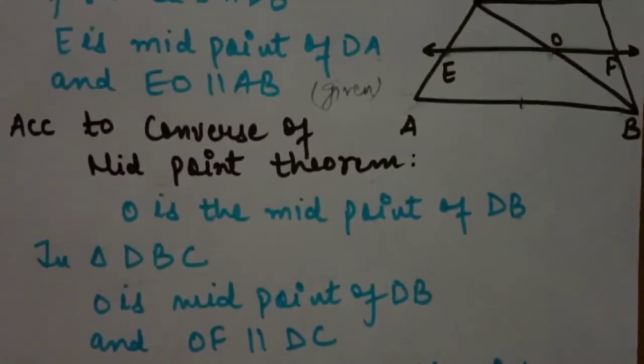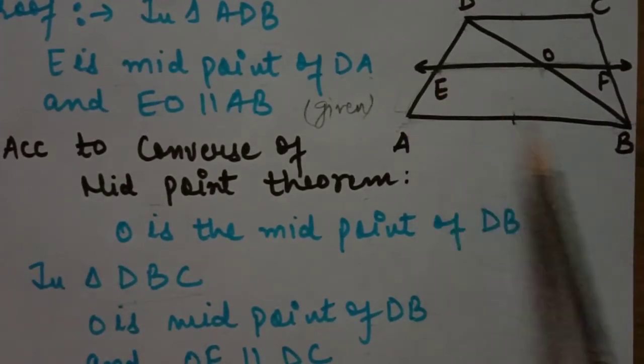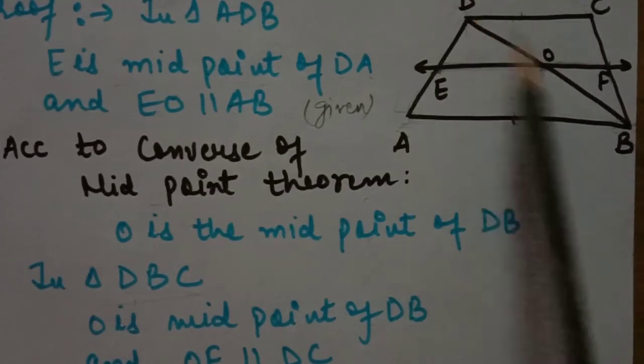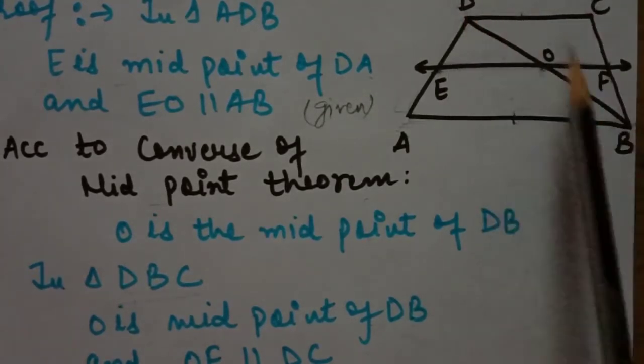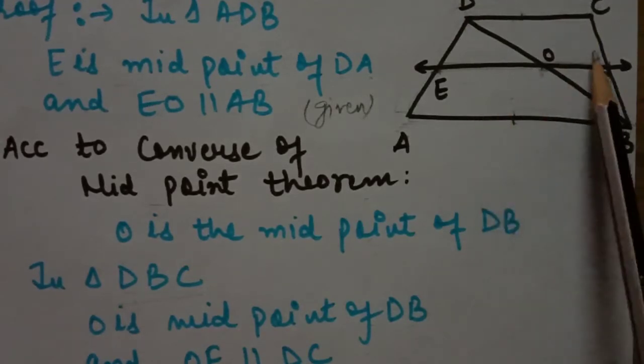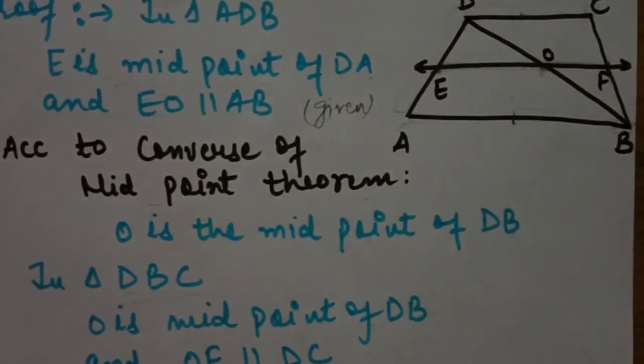Let me repeat this question. In this triangle, the midpoint is given. The parallel to AB is also given. O is the midpoint by the converse of the midpoint theorem. Now in this triangle, O is the midpoint, already proved. OF parallel to DC, given. By the converse of the midpoint theorem, F is the midpoint of BC. So students, this is your question number 4.